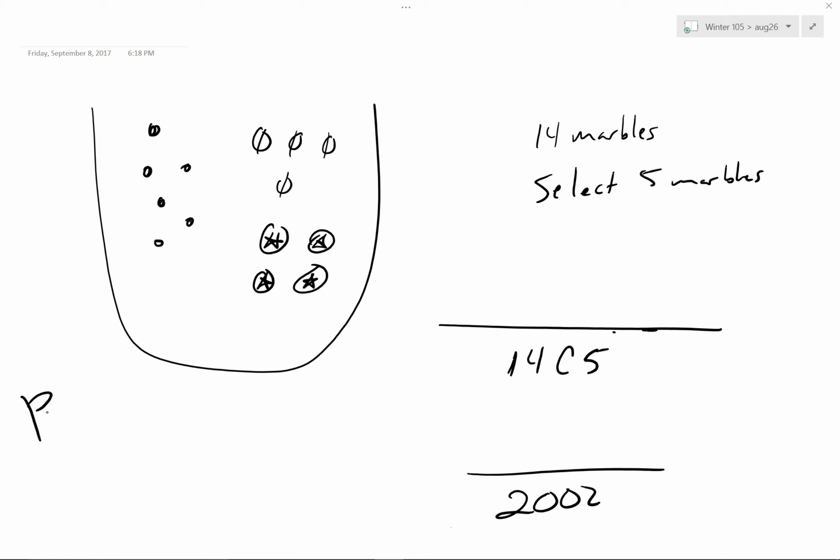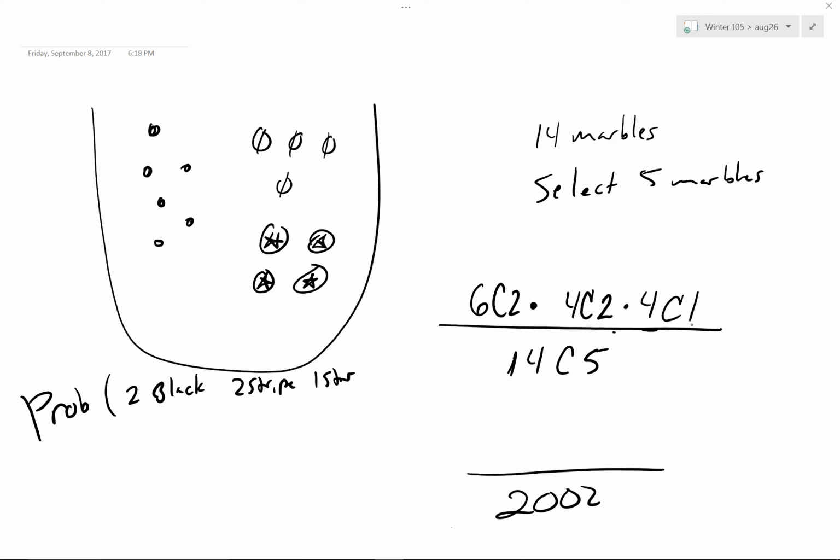Well, now we're going to ask a question. What's the probability that I get 2 black, 2 stripe, 1 star? Well, there are 6 blacks, and I am choosing 2 of them. So multiply, there are 4 stripes, and I'm choosing 2 of them. And there are 4 stars, and I'm choosing 1 of them.